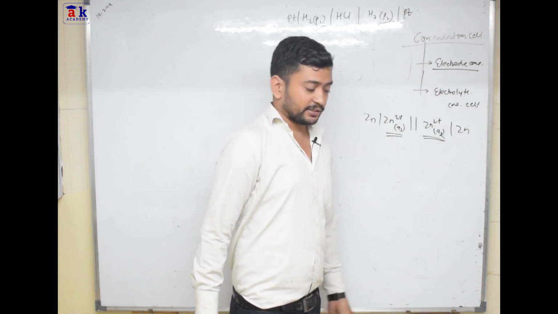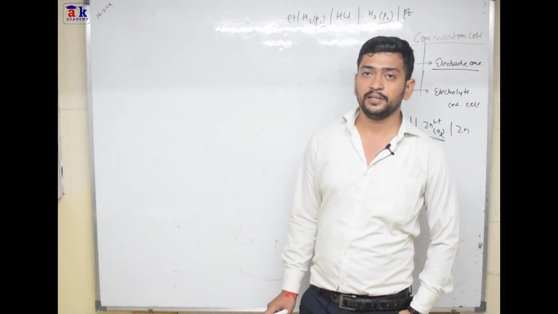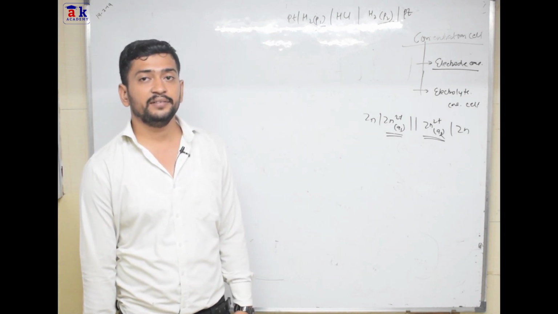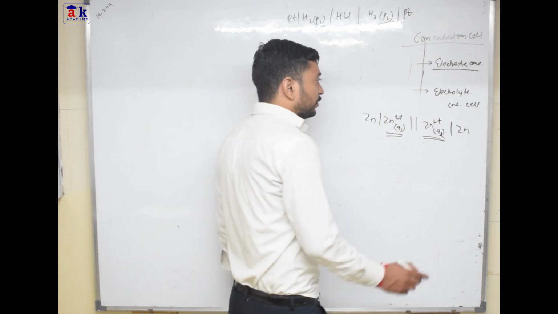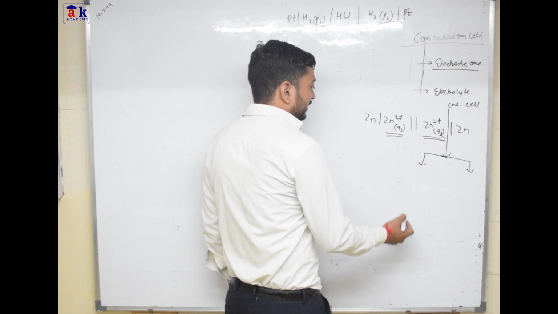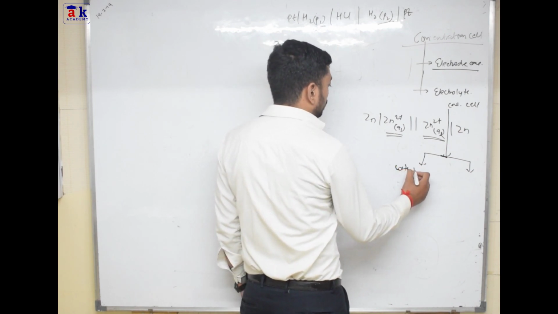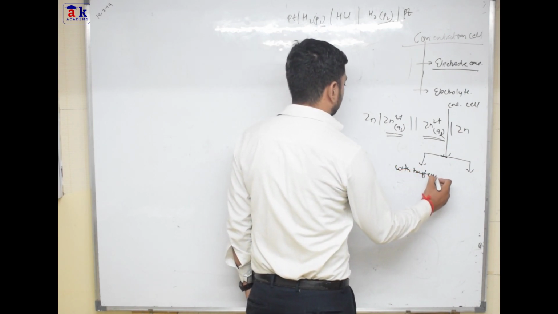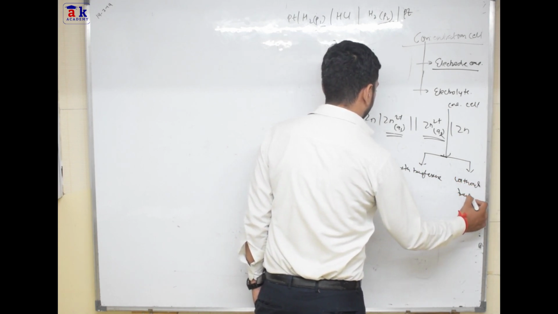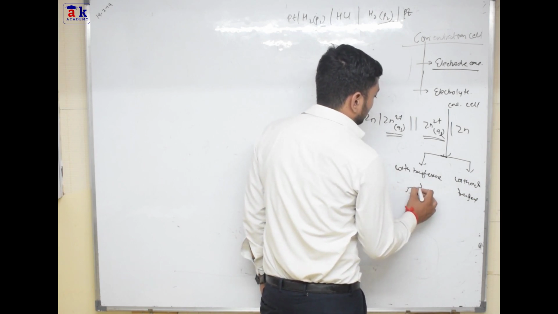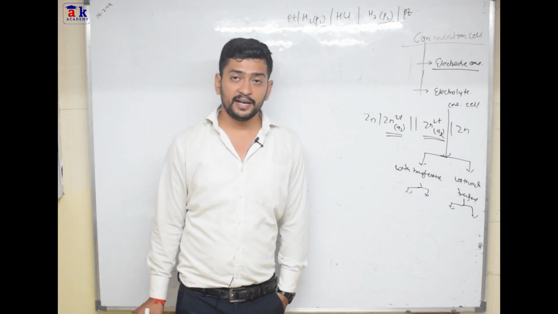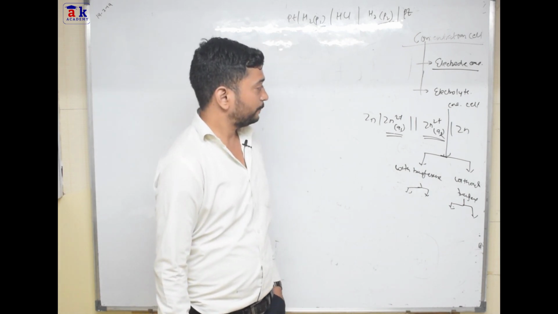In the electrode concentration cell, you will have two kinds of cells. The first one will be reversible to cation and the second one will be reversible to anion. And the electrolyte concentration cell is again divided into two categories. The first one is with transference and the second one is without transference, and each category is divided into two types of cells, that is, reversible to cation and reversible to anion.